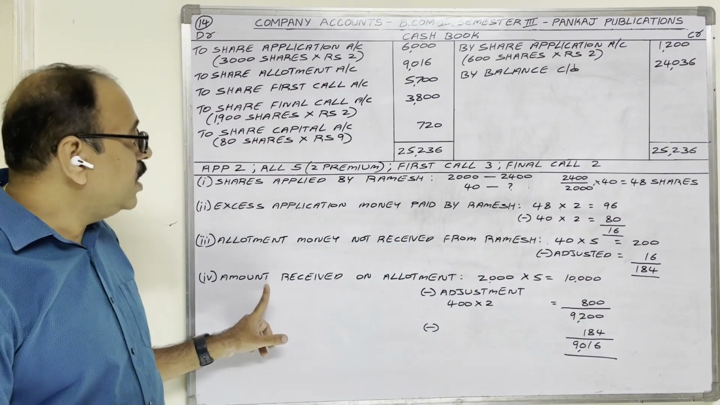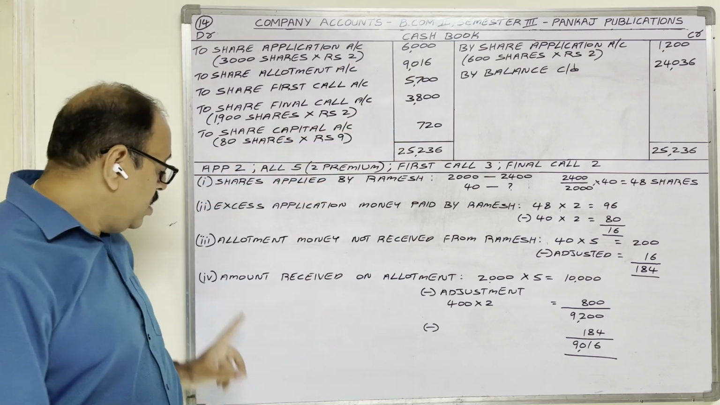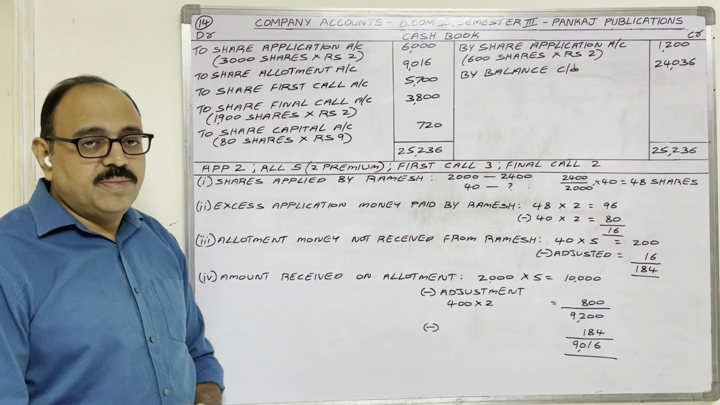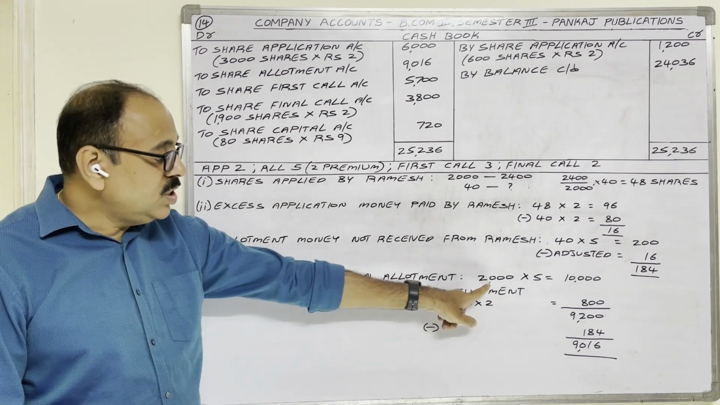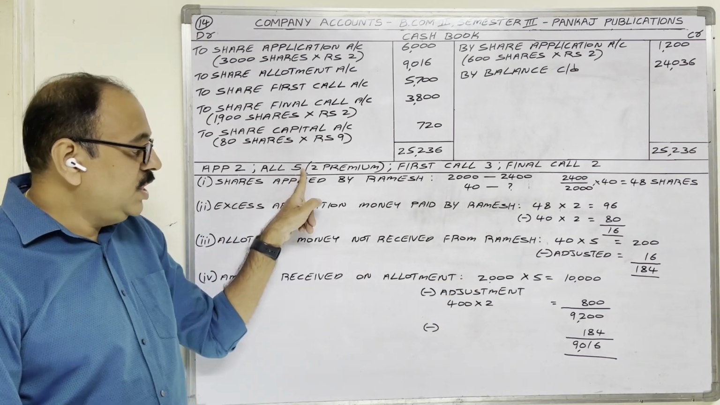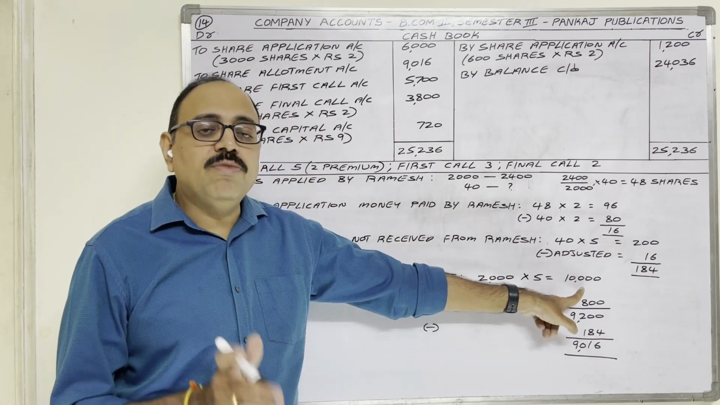Now the final calculation is this amount: amount received on allotment. So the company allotted 2000 shares now. On 2000 shares at the rate of 5 rupees each, 10,000 rupees should come for allotment.